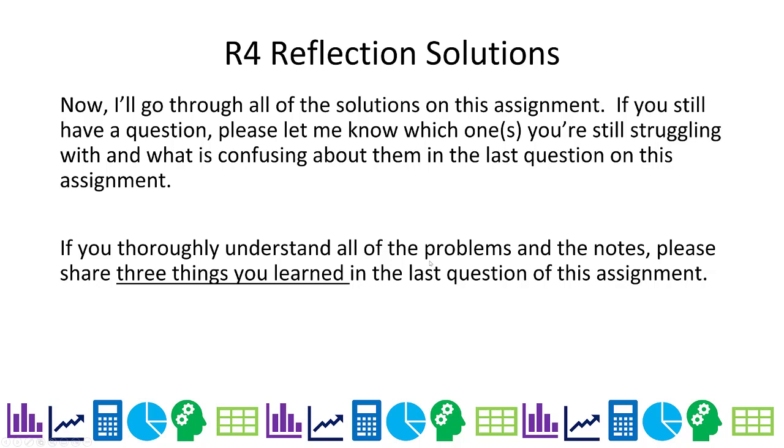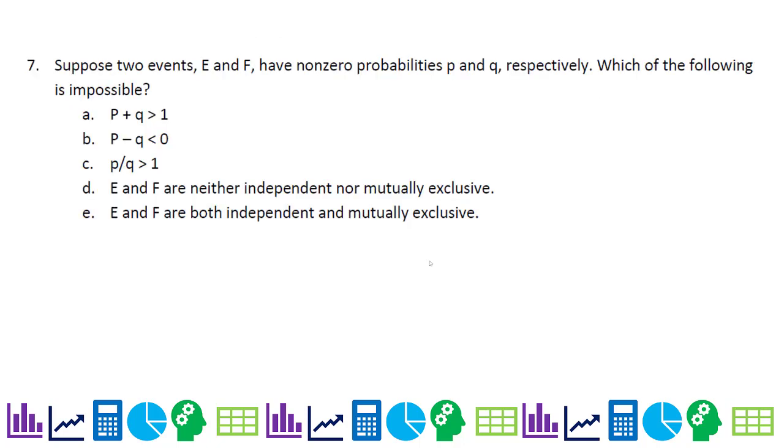And we continue reviewing our four. We're going to look at the extra problems beyond what College Board reviewed. So problem 7. Suppose two events E and F have non-zero probabilities P and Q respectively. Which of the following is impossible? So what we're going to do is try and make up counterexamples to show that it's possible.